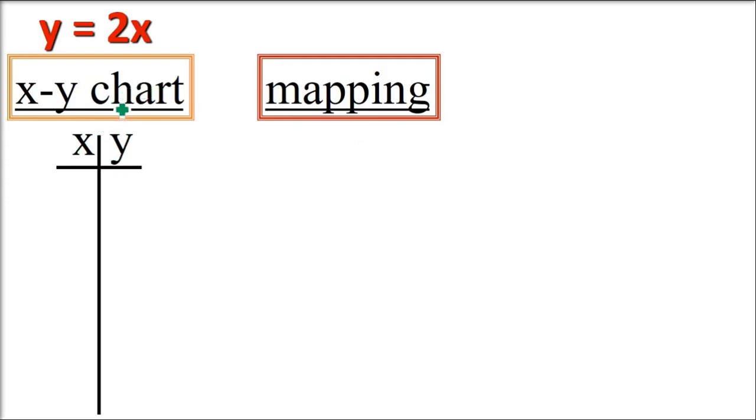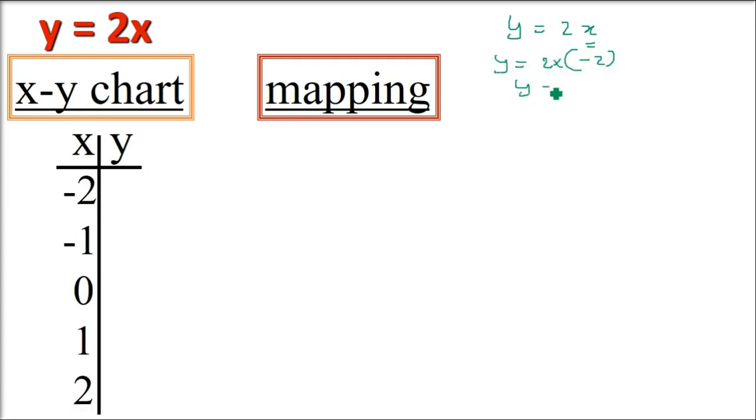If you see here y equals 2x, let me show you one of the values. If I put x as minus 2, what will be the y value? Y equals 2x. Just put x as negative 2 here. So 2 multiplied by negative 2, y is equal to negative 4. Similarly, for others, if you put minus 1, you will get minus 2. You put 0, you get 0. You put 1, you get 2, and 2, you get 4.